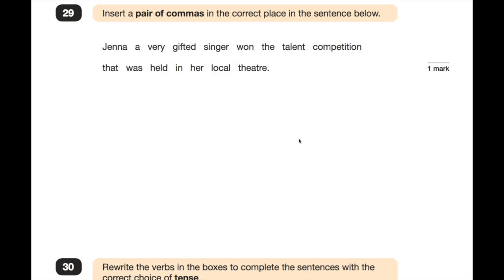Number 29 is asking us to put a pair of commas in there. Now, the fact it says a pair of commas means it could be a relative clause or it could be parentheses, so it's the same as putting brackets around it. So, Jenna, a very gifted singer, won the talent competition that was held in her local theatre. Well, this bit here, a very gifted singer, is a little extra bit of information for Jenna. So that would be used as parentheses instead of brackets.